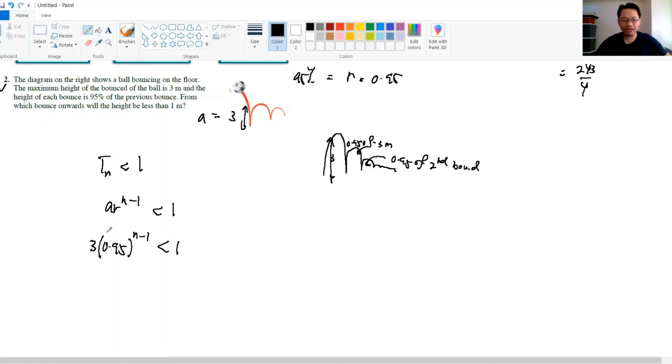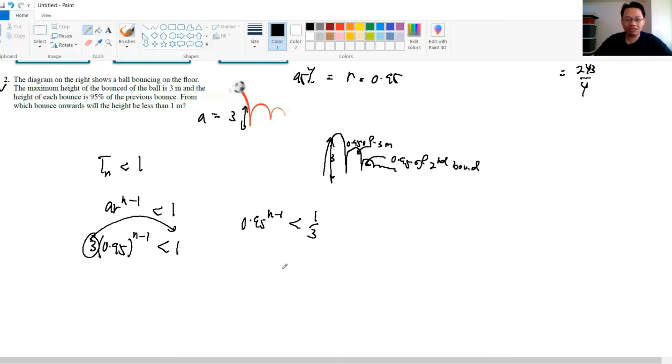So I told you 3 cannot be multiplied with 0.95 because the 0.95 has a power outside. So we need to move your 3 to here. So 0.95 to the power n minus 1 less than 1 over 3. Now, this is a decimal. So it's very difficult for us to try and error what number, when 0.95 is powered, equals 1 over 3, right? Okay, so it's very difficult.